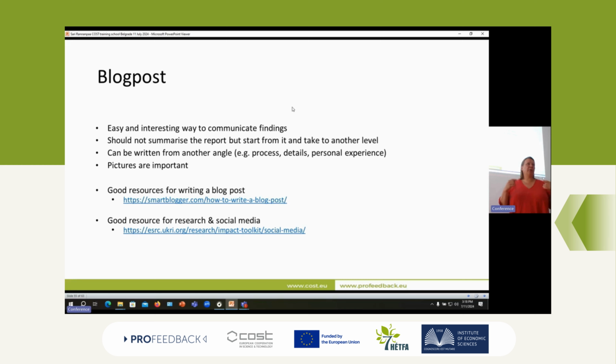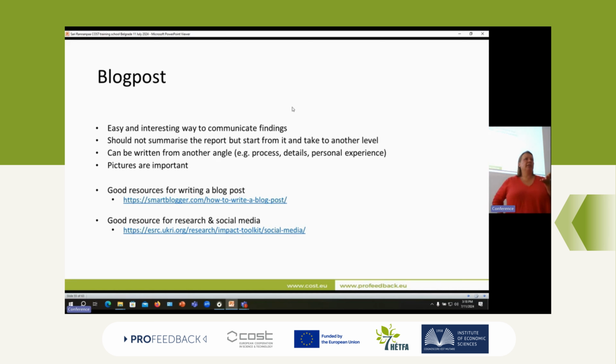Actually, for summarizing the report, use either an executive summary or infographics or something. But then a blog post is supposed to be something that people are interested in. They are not interested in how you did your research necessarily. They're interested in what you found and what it means, or how it is related to other things. So it could be that you take some of the things from the report and then you take it from another angle.